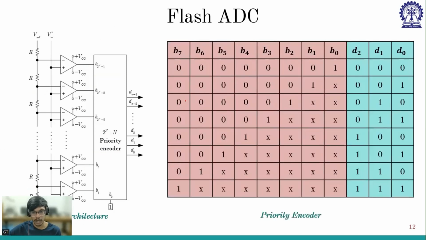And depending upon the priority encoder, we'll get the output. This is the working of the priority encoder, but I'm not going into the details of this. This is just for your understanding. This is not for exam or to test your understanding, but if you want to, you can go through it.